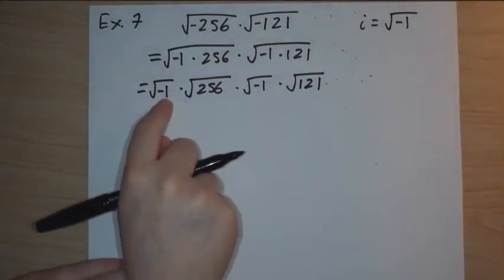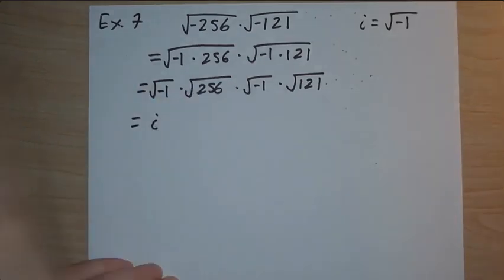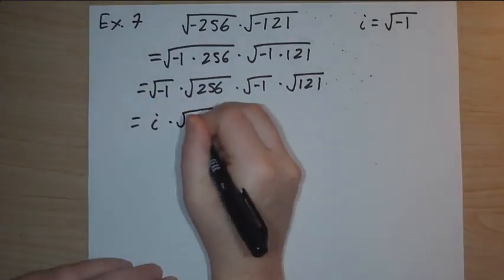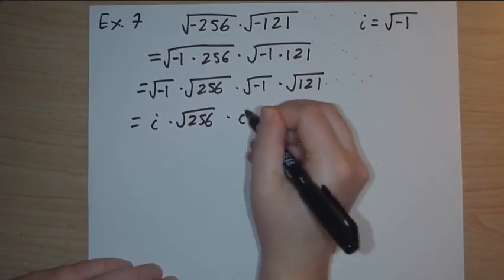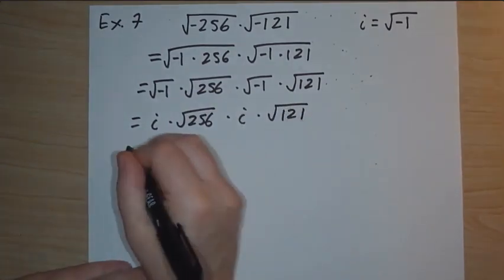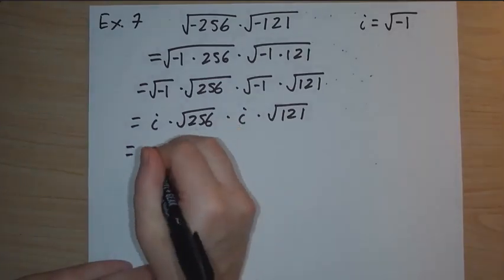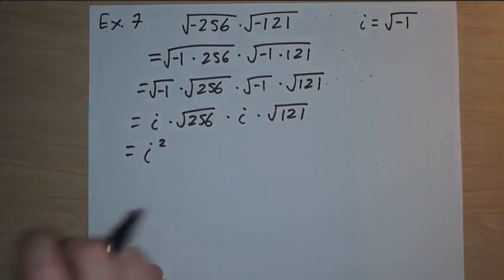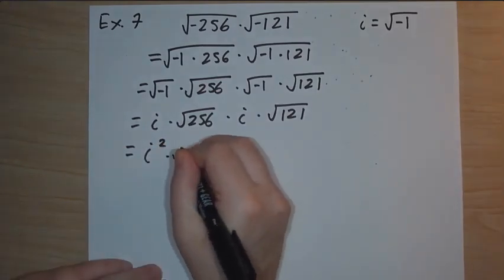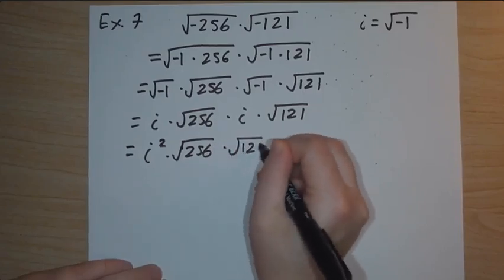We know that the square root of negative 1 is i, so we have i times the square root of 256 times i times the square root of 121. Now, if we have two i's being multiplied, we can rewrite this as i squared times the square root of 256 times the square root of 121.